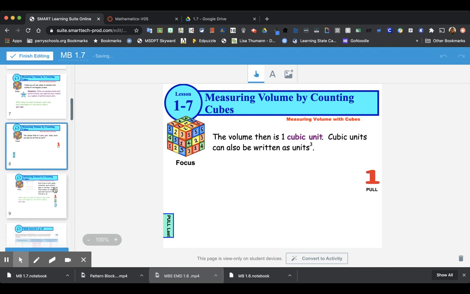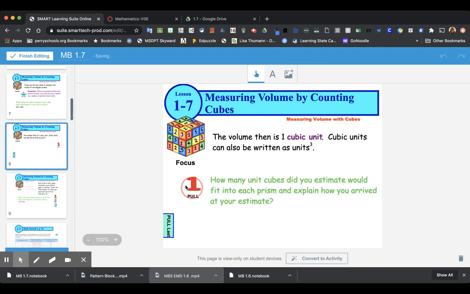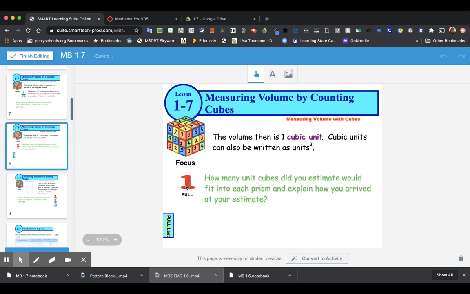The volume then of each little cube is 1 cubic unit, and a cubic unit can also be written with units to the 3rd power. So how many unit cubes do you estimate would fit into each prism? And explain your answer in the text box provided under this presentation.